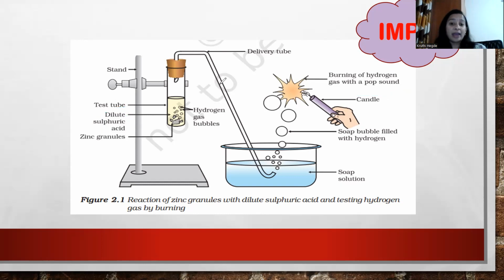It's not just a diagram, it's a setup, an experimental setup, right? What they have done, we will see in a similar video, this same experimental setup, but I'll try to explain. Here they have taken a stand. To the stand clamp they have connected a test tube. In the test tube they have taken dilute sulfuric acid. The mouth of the test tube is closed with a cork. This is nothing but a cork.